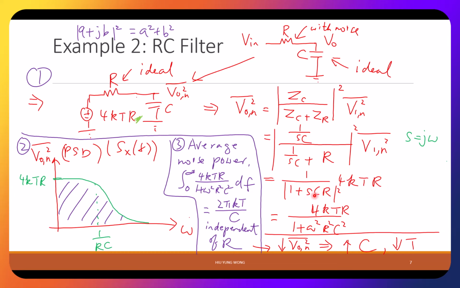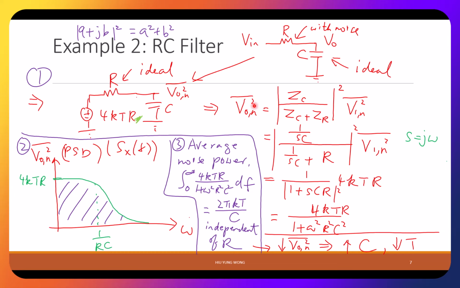Now, if you forgot, S is just j omega. j is square root of minus 1. So this is a pure imaginary number. And if you remember, for A plus jB, the magnitude squared is just equal to A squared plus B squared. So this is equal to 1 squared plus omega squared R squared C squared, because S is just j omega. Okay, please pause and try to track yourself, see if you can repeat what I'm doing here.